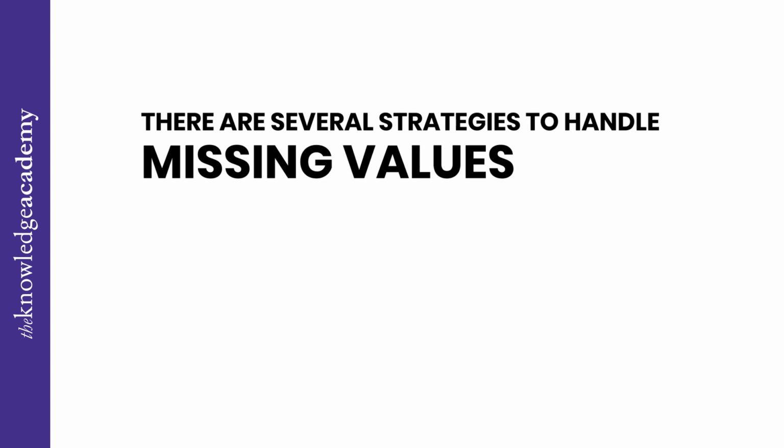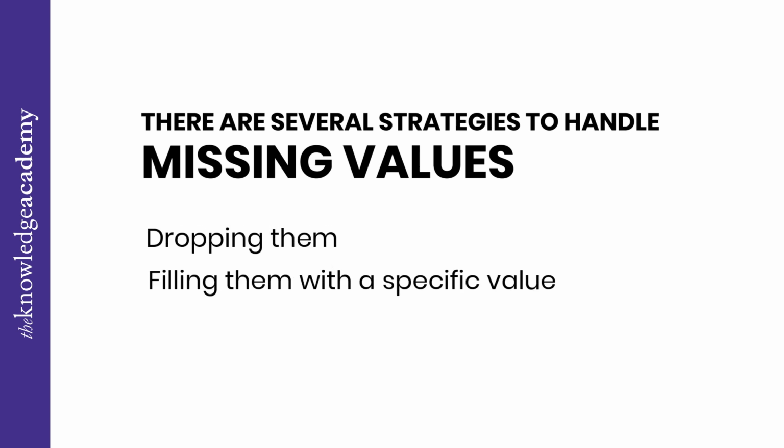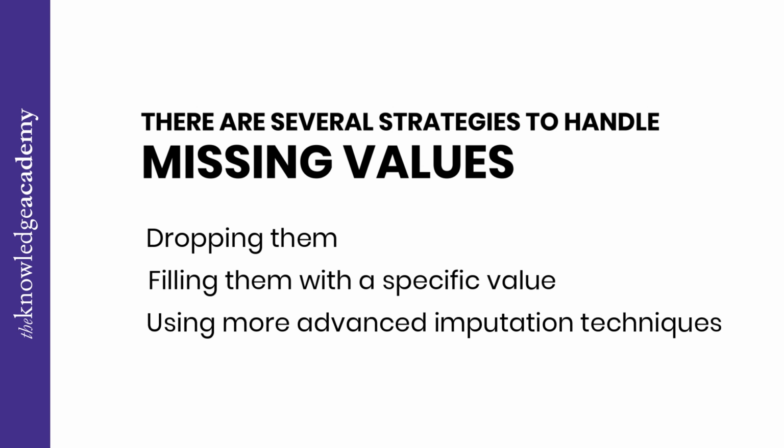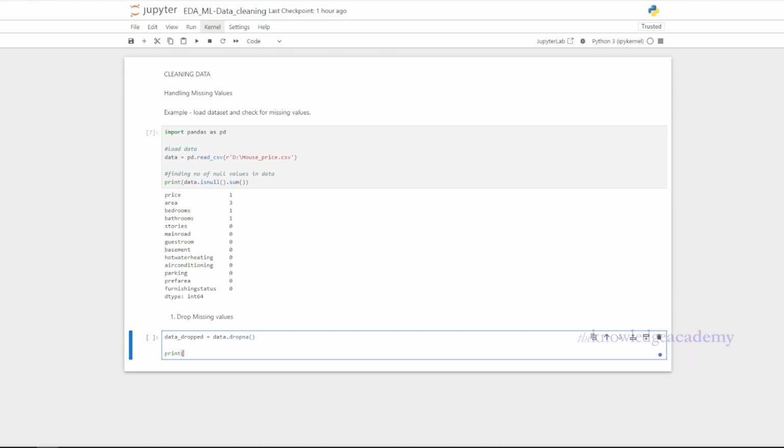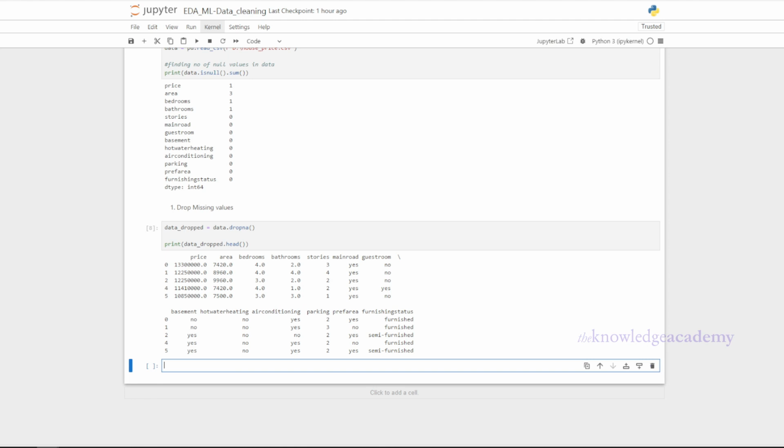There are several strategies to handle missing values, such as dropping them, filling them with a specific value, or using more advanced imputation techniques. Let's look at these methods. First, let's drop rows with missing values. This is a simple but sometimes effective approach, especially if the missing values are not many. For dropping, we can use the dropna statement. Display a few rows to check the data after dropping missing values.